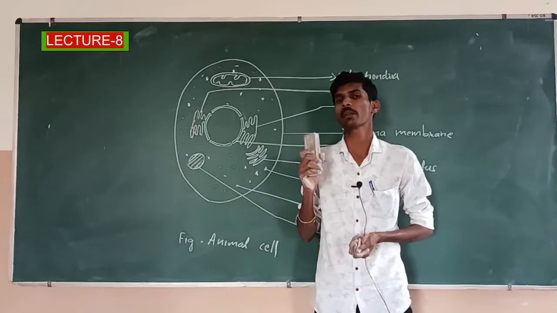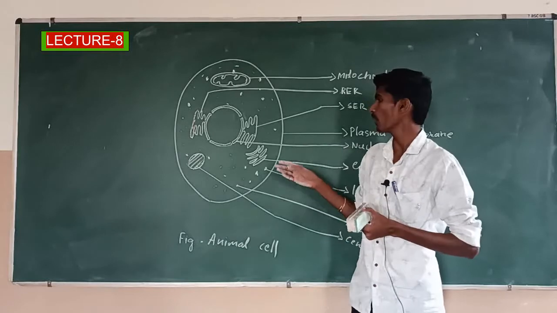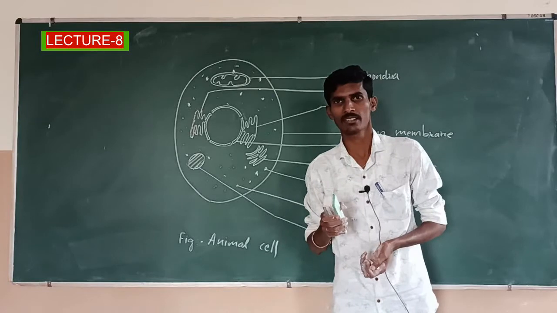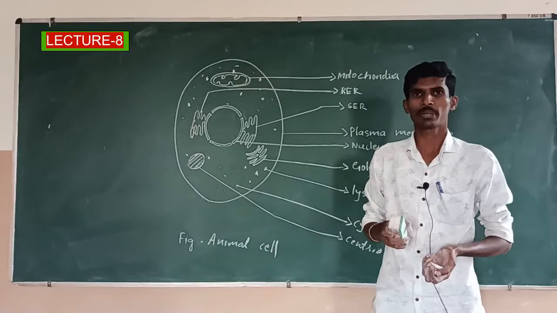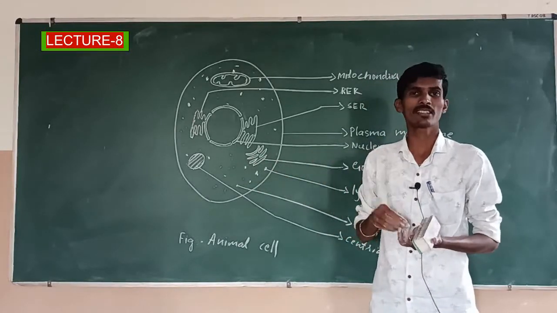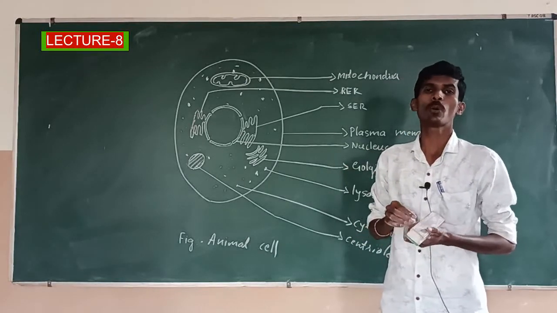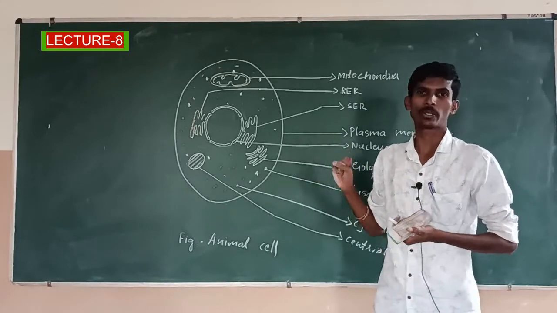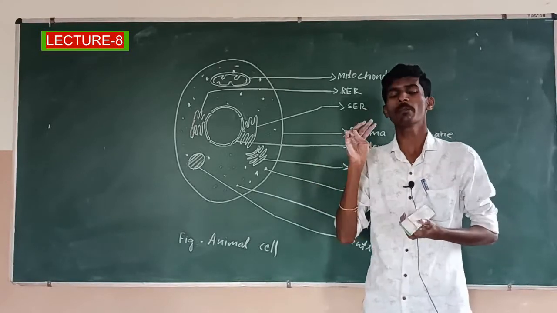The difference between the animal cell and the plant cell is mainly the absence of cell wall in the animal cell. In the plant cell, the cell wall is present. Here there is no chloroplast. In the plant cell, the chloroplast is present. Vacuole is present, but very small in size. In the plant cell, the vacuoles are very large. They occupy 50 to 90% of the volume of the cell. These are the three major differences between the plant cell and the animal cell.